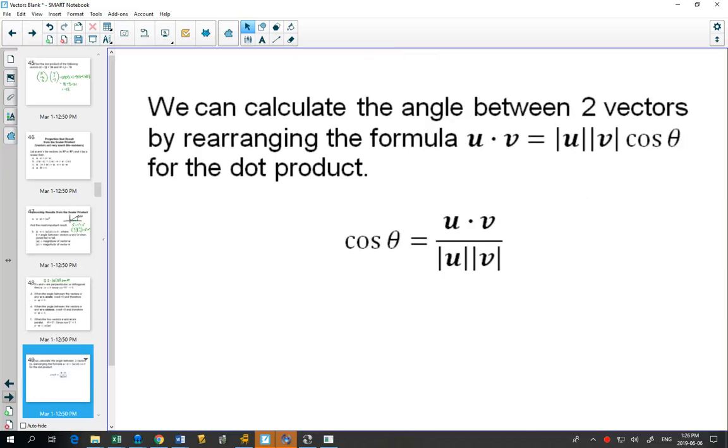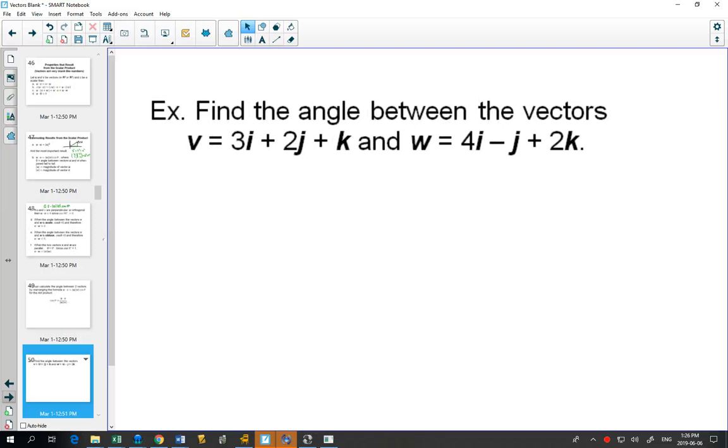And then probably the most typical thing that you do with the dot product is rearrange the formula to get cos theta by itself, and then you can find the angle between any two vectors. Now you did angles in 2 dimensions. What's really powerful about this is we can find angles between things in 3 dimensions quite easily. Find the angle between these vectors.